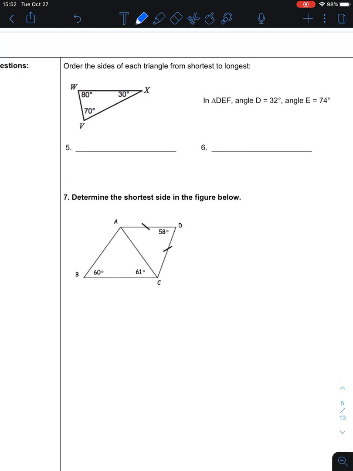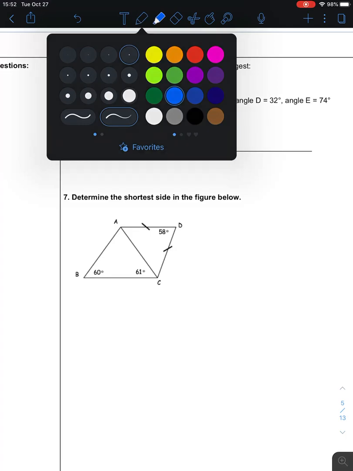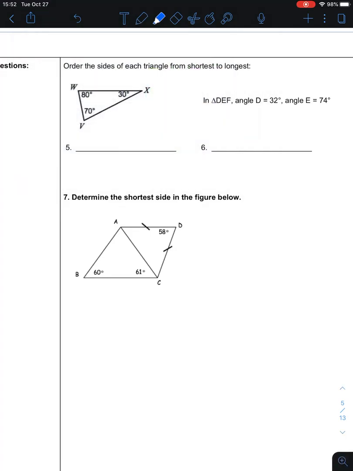So when we want to put the angles in order, we need to compare the side lengths. When we want to put the sides in order, we need to look at the angle measures. If I look at this angle measure, I need them from shortest to longest. To start, I need the smallest angle. The smallest angle is this 30-degree angle. It's formed by these two sides, so the shortest side is going to be the side that's not involved in making that angle, which is WV. So that's my shortest side.